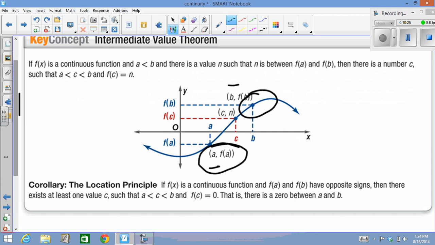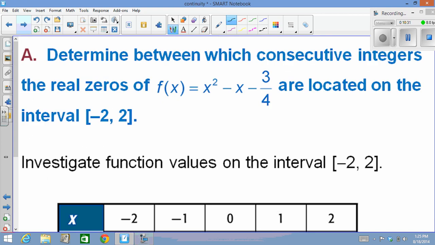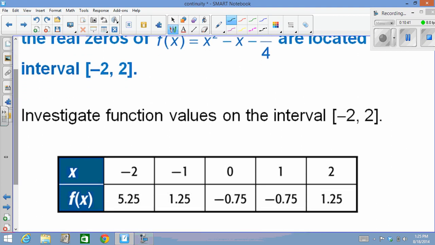So that pretty much tells you if the y value is positive and another y value is negative, somewhere in between there is a 0 value. So we want to figure out where our zeros would occur in between the points -2 and +2. So I'm going to make a table between -2 and +2. Notice that I have in my table my y values.